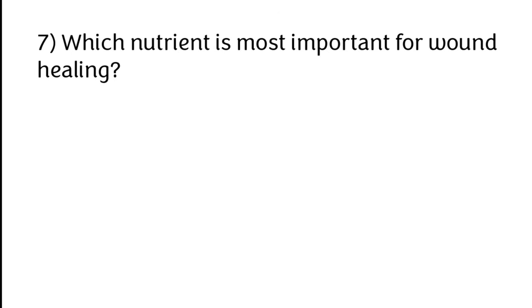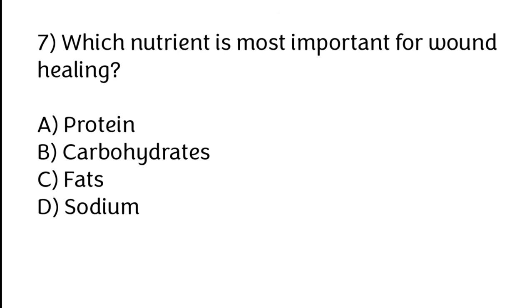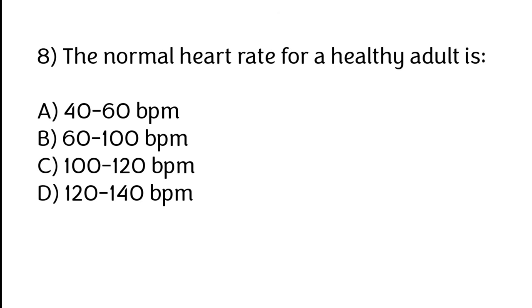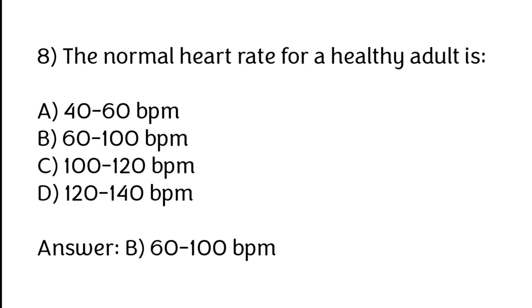Which nutrient is most important for wound healing? Protein, carbohydrates, fats, sodium. Correct answer is option A, protein. The normal heart rate for a healthy adult is 40 to 60 beats per minute, 60 to 100 beats per minute, 100 to 120 beats per minute, 120 to 140 beats per minute. Correct answer is option B, 60 to 100 beats per minute.